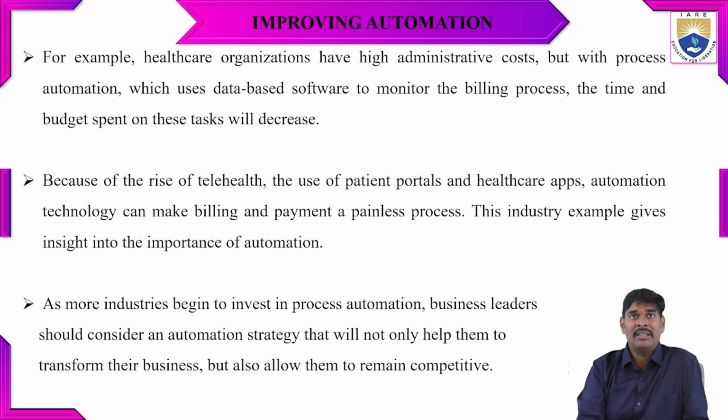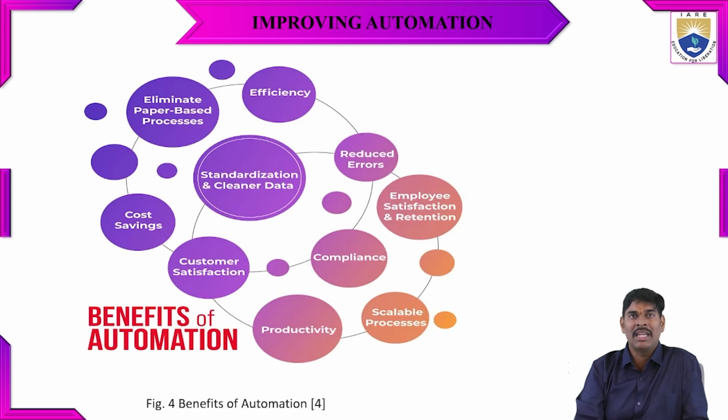That is the main importance of automation, and mainly in the industry also they're using more process automation so that the work happens very smoothly. So business leaders should consider automation strategies so that their business becomes more competitive. When you have modern tools and technologies, you are going to compete in the market, and competitiveness will be very high here.